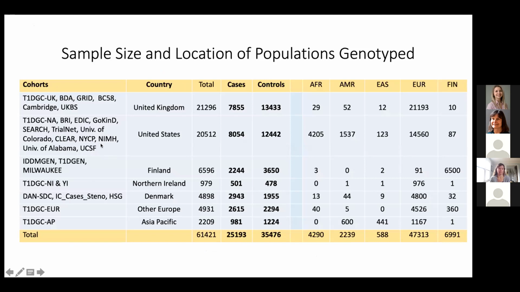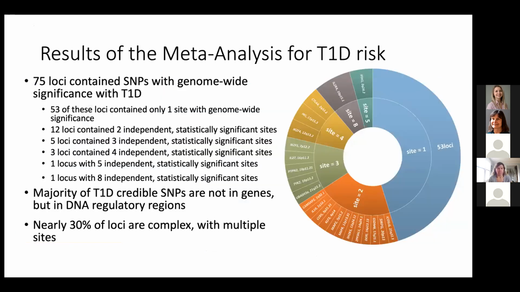And I'd like to acknowledge all the studies that have contributed to this meta-analysis for type 1 diabetes. The samples have been collected in different parts of the world, and we have different ancestries in this new study. And we've now identified 75 loci. 36 of these have not been previously published at a genome-wide significance level. So we're pretty excited about the data and diving into each region and identifying the causal variants.